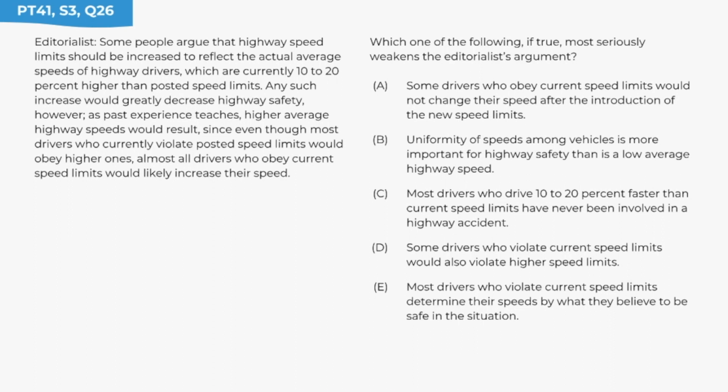Great, welcome back. So first things first, we need to find the conclusion of the argument. We see it tucked into the middle of the argument here. It says, "Any such increase would greatly decrease highway safety," however. There's two things pointing at this being the conclusion of the argument. First, the word "however" is a pivot, and it's an indication that you're moving back toward the author's position and away from some other position. It doesn't necessarily make it the conclusion, but you know this view belongs to the author.